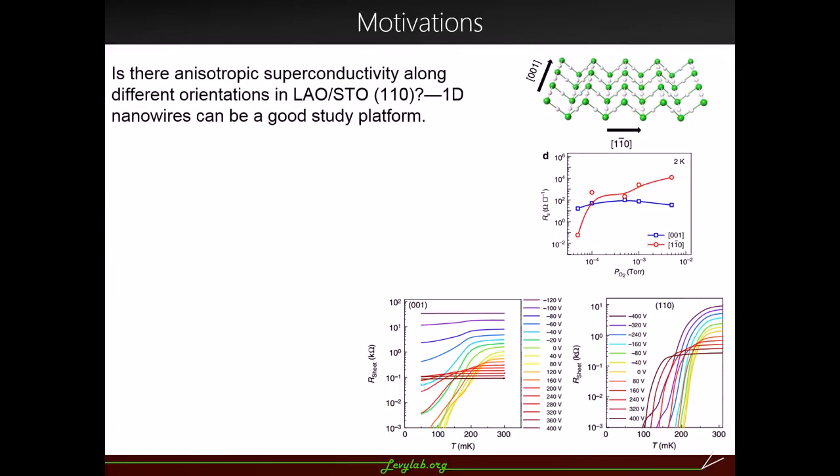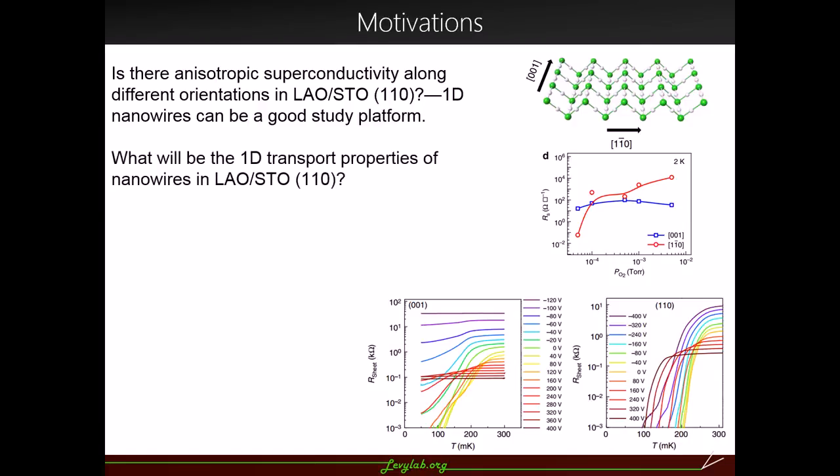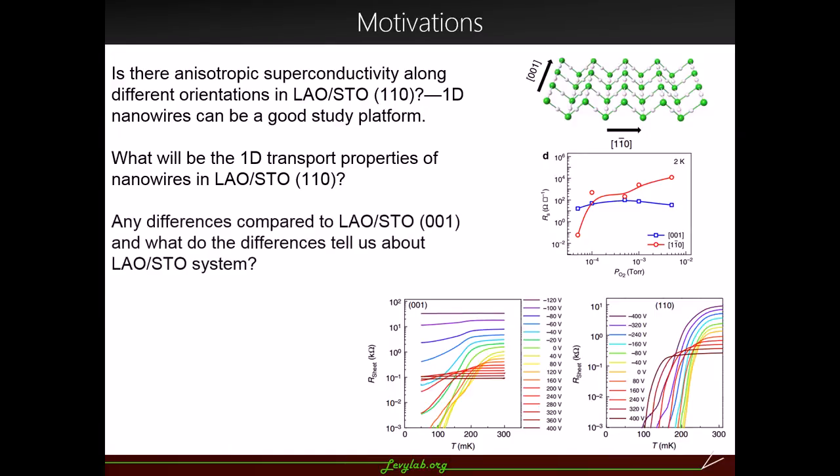So considering the anisotropic sheet resistance and also superconductivity in the 110 case, we want to ask this question: is there anisotropic superconductivity along different orientations in the 110 case? And we think if we can make 1D nanowires along the 001 and 1-10 directions, they can be good study platforms. And the broader question is, what will be the 1D transport properties of the nanowires in the 110 LaSTO interface? And are there any differences compared to the 001 case? And what will this difference tell us about the LaSTO systems?